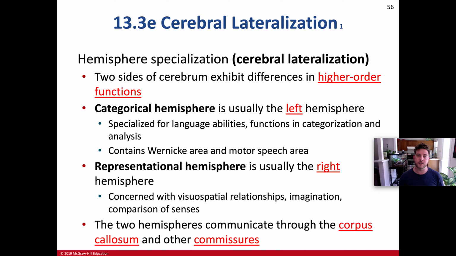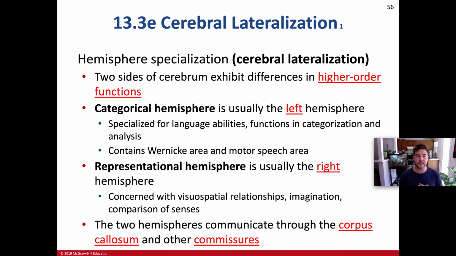So the categorical hemisphere is the one that is used for language abilities, categorization, and analysis. We always call it the left brain. It's the very kind of analytical brain that we think of. That's on the left side, and it typically is for 90 to 95% of people. The right side, the right hemisphere, is typically called the representation hemisphere. It's what we would generally consider the more artsy, spatial relationships, imagination.